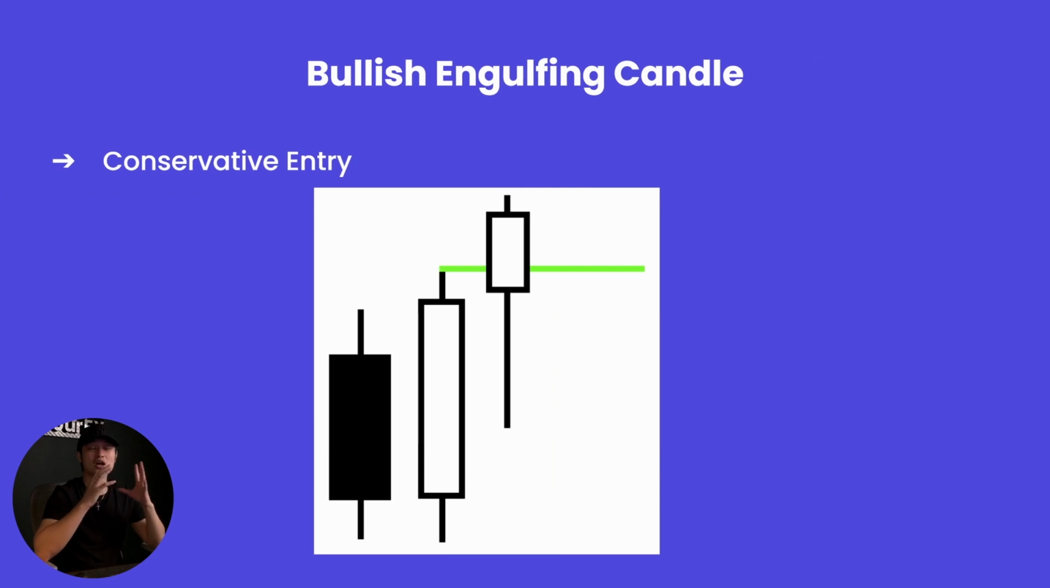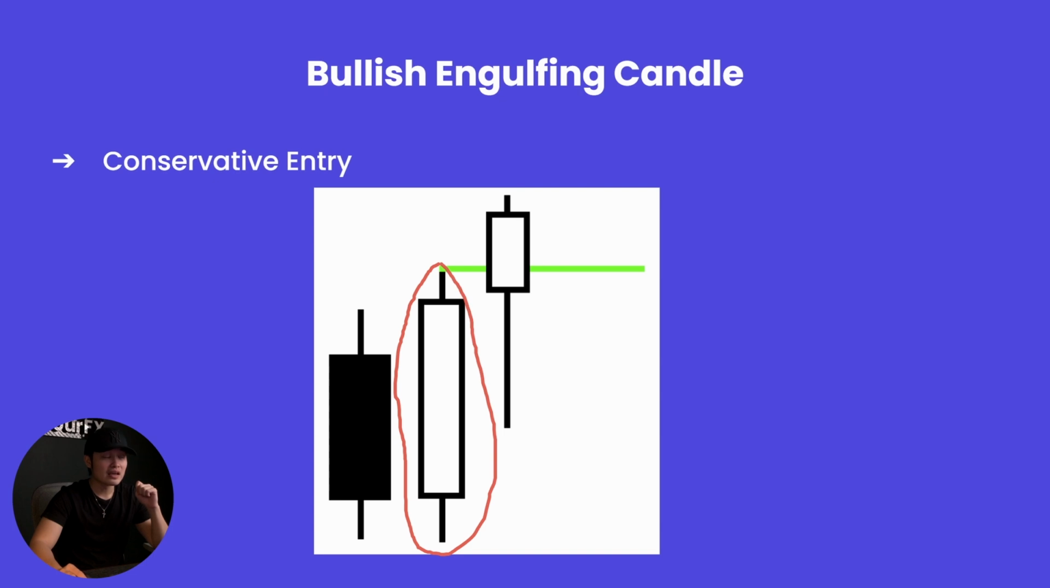Then let's start moving to the engulfing candle. For the engulfing candle, it's the same concept as the harami candle. For the conservative entry on the bullish engulfing candle, we want to make sure that the price or candlestick after the big engulfing candle breaks the high point of the engulfing candle, like this.